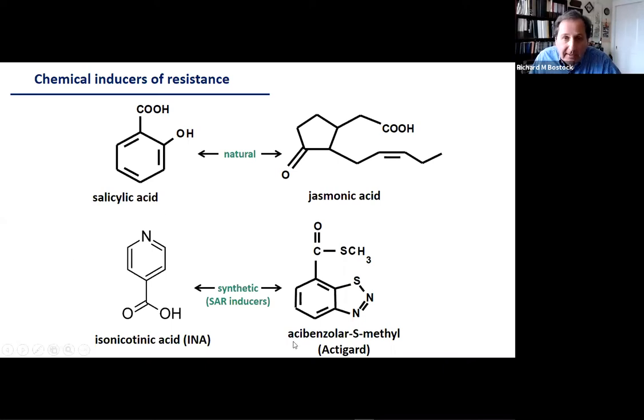There are some synthetic compounds, with really the granddaddy of them all being acibenzolar or Actigard. This was really one of the first plant activators. It was originally developed by Ciba-Geigy, which is now Syngenta. So again, this is not something that could be used in organic production systems, but it is used in conventional, and then some other compounds. And these are both SAR inducers. That is, they operate by engaging salicylic acid pathways.